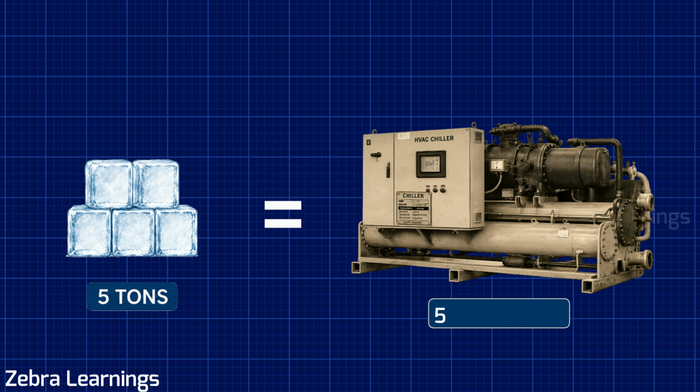For example, if you used 5 tons of ice blocks daily for your theater, they sold it by saying, this 5 TR chiller would do the exact same work as those 5 tons of ice blocks. This is how the ton of refrigeration unit was used for an AC unit for the first time.